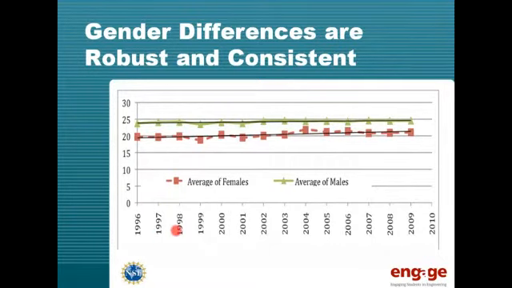The gender differences are robust and consistent. We've found this time and again. Like I said, at Michigan Tech, we test our engineering students every year during orientation, and you can see we have data going back to 1996.